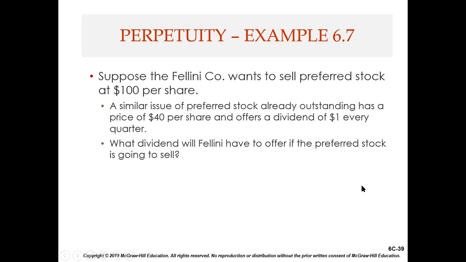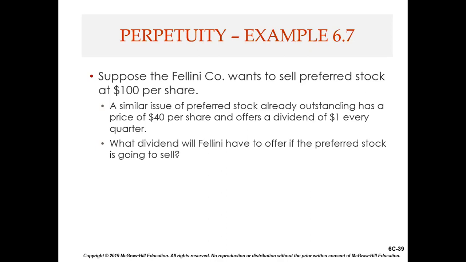Suppose the Fellini company wants to sell preferred stock at $100 per share. A similar issue of preferred stock already outstanding has a price of $40 per share and offers a dividend of $1 every quarter. What dividend will Fellini have to offer if the preferred stock is going to sell? Now, if you're wondering what this has to do with anything, well, now we're changing gears. Now we're looking at perpetuity calculations.